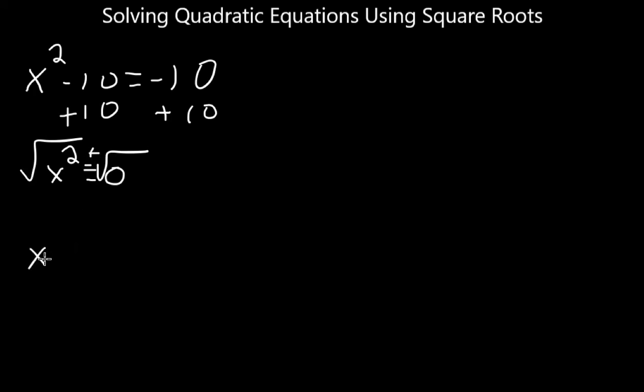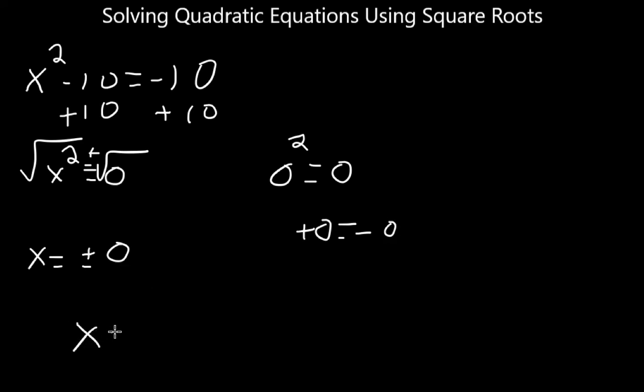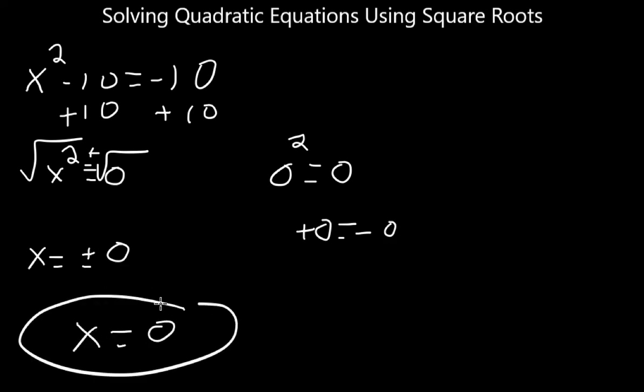And we get x equals plus or minus, well, the square root of 0 is 0 because 0 squared is equal to 0. So now we know that positive 0 is equal to negative 0. So these are in fact the same thing. So x is equal to 0, and we have one solution.